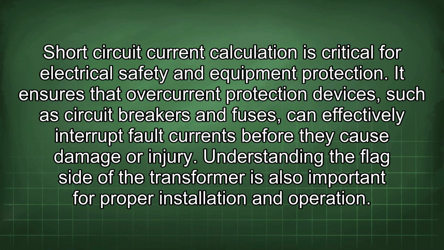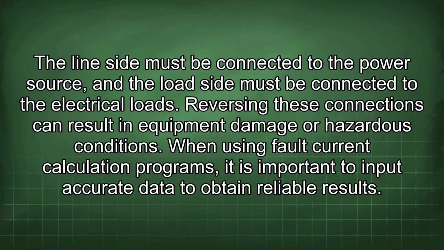Short-circuit current calculation is critical for electrical safety and equipment protection. It ensures that overcurrent protection devices, such as circuit breakers and fuses, can effectively interrupt fault currents before they cause damage or injury. Understanding the flag side of the transformer is also important for proper installation and operation. The line side must be connected to the power source, and the load side must be connected to the electrical loads. Reversing these connections can result in equipment damage or hazardous conditions.